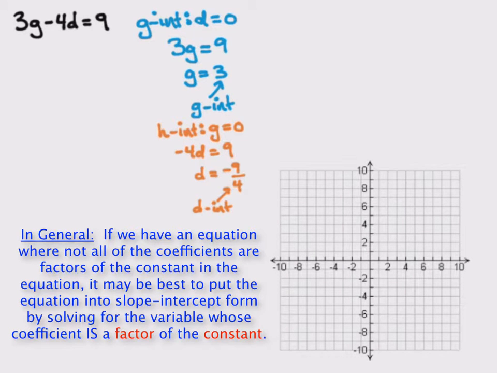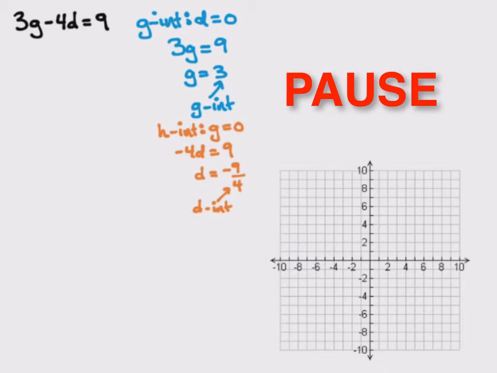So, if we look at an equation and it's not the case that both of these coefficients are factors of the constant, it'll be best to put the equation in slope-intercept form by solving for the variable whose coefficient is a factor of the constant, in this case g. So let's make g our dependent variable, put this in slope-intercept form by solving for g, and graph.